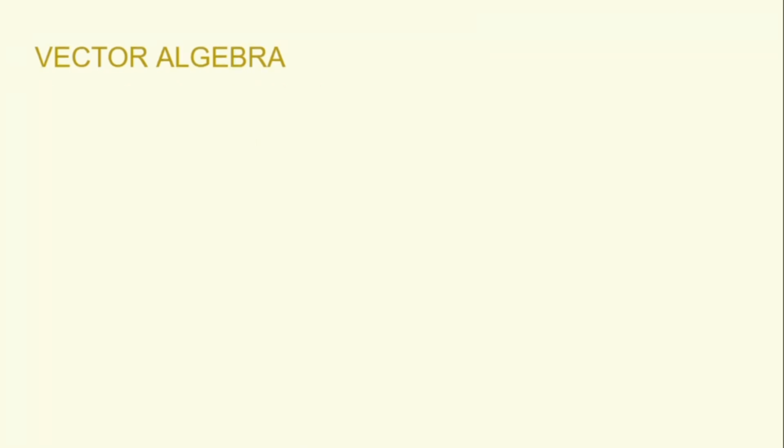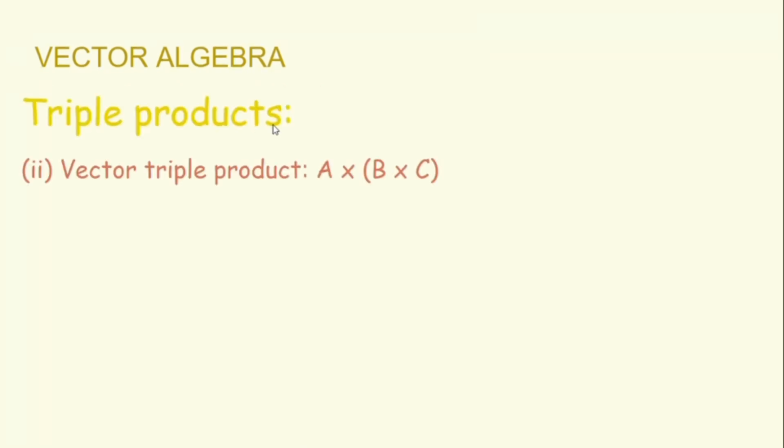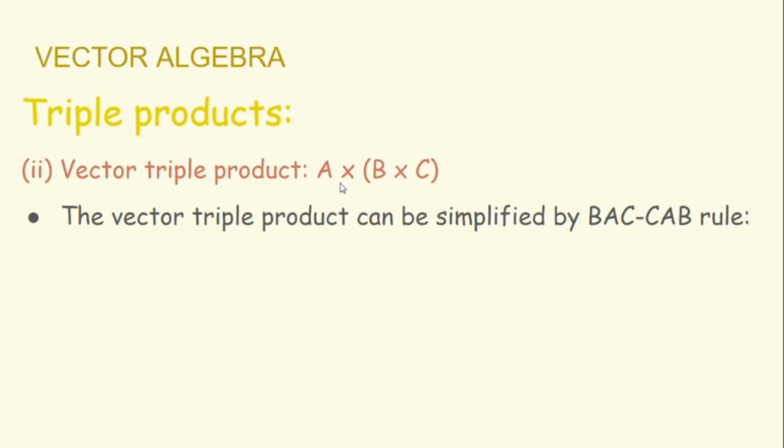Now we will discuss the vector triple product. In this, we have three vectors, and we will take their product, and the answer will be a vector. They can be simplified by the BAC minus CAB rule. As you can see here, we will firstly take the dot product of the first and last vector, and the center one will come outside the bracket, and after the minus sign we will take the dot product of the first two vectors, and the last one will come outside the bracket.